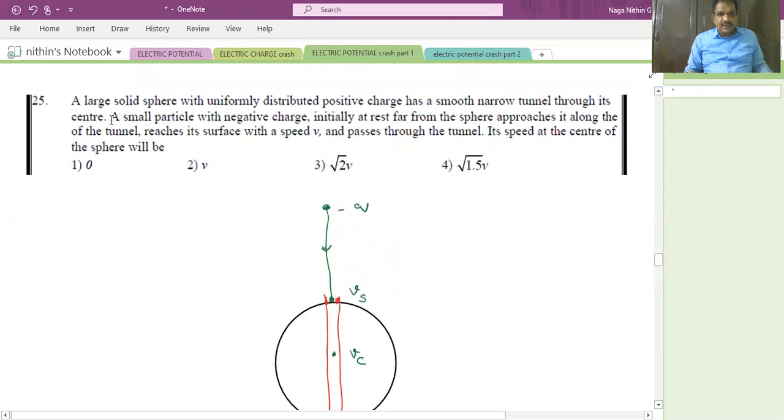That is the question. A large solid sphere is there, with charge uniformly distributed. The particle is falling. When it reaches the surface, its velocity is v. This vs value, they gave it as v here. When it reaches the center, what will be the velocity? That is the question. Okay, we'll calculate the potentials.